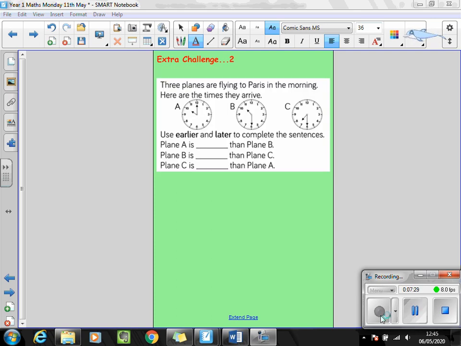Extra challenge 2. 3 planes are flying to Paris in the morning. Here are the times they arrive. The first plane, A, arrives at 10 o'clock in the morning. Plane B arrives at 10:30 in the morning. And plane C arrives at 7:30 in the morning. This time, can you use the words earlier and later to complete the sentences and compare the times at which those 3 planes arrive in Paris?